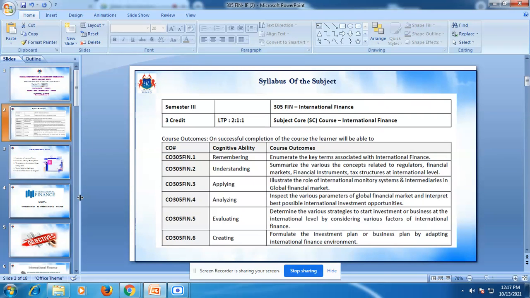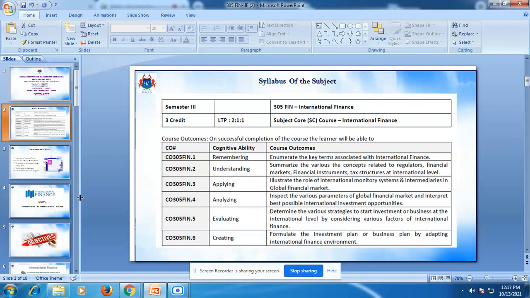So next part is the syllabus of this subject. Semester 3, the subject code is 305 Finance. The subject name is International Finance. This subject has 3 credits and 100 marks. These 100 marks are divided into two parts. The first part is CC, 50 marks.